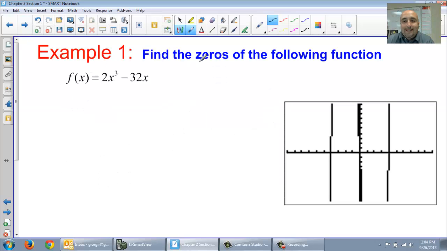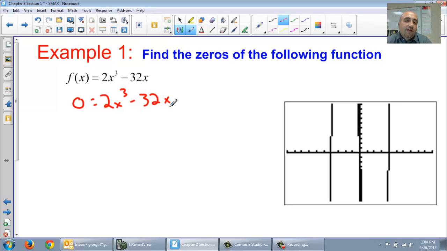All right, so example 1. It says find the zeros of the following function. What that means is we are going to take the expression that they give us, f of x means function, and we're going to find the zeros. So instead of f of x, I'm going to put in a 0. I'm going to rewrite everything else, and we are going to solve the problem.